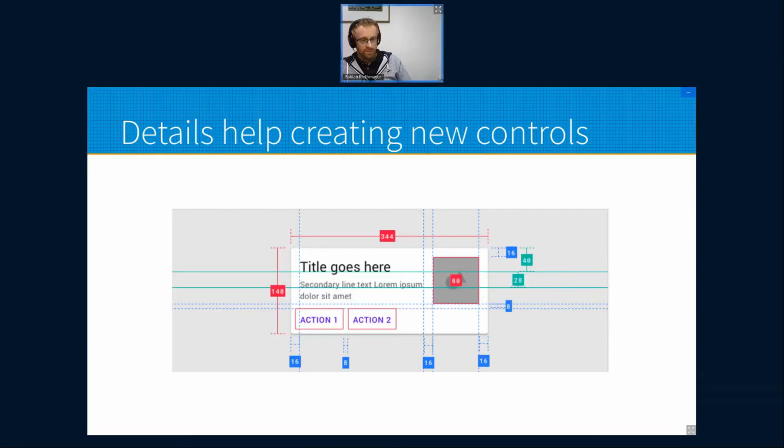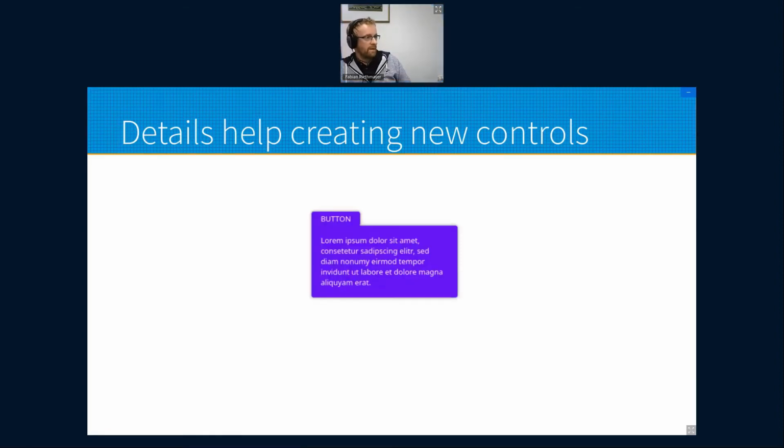This is like this small card. So let's take the width and the height from this card and apply it together with the height we saw earlier on the button on our new control. Now it actually does look like some Material Design control.